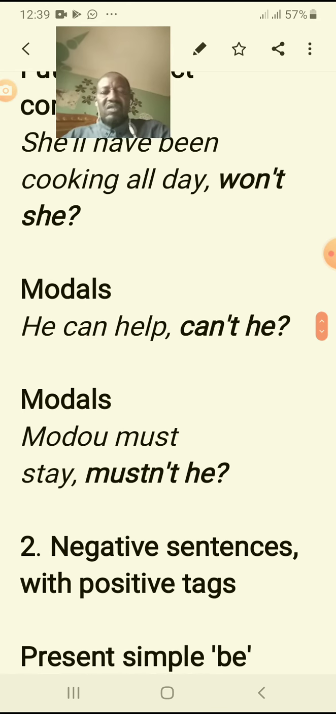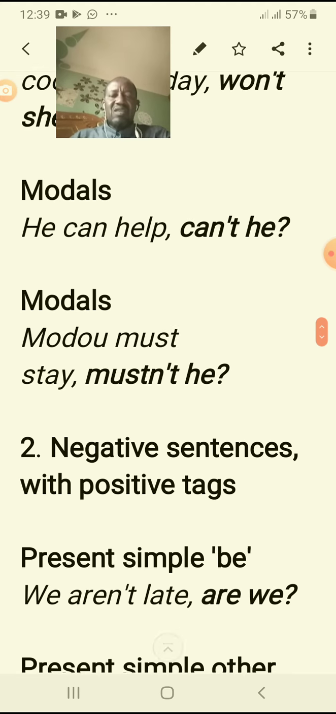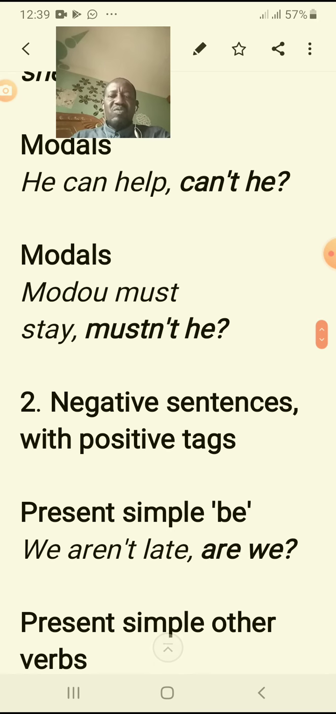Modals. He can help, can't he? Again, another example with modals. Modou must stay, mustn't he?